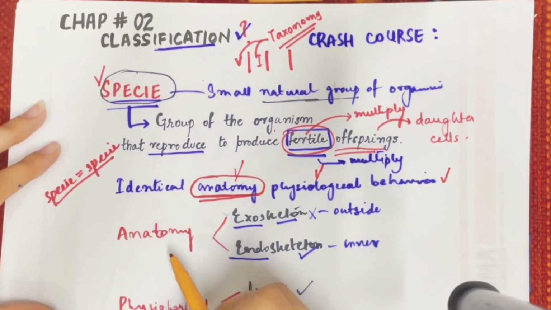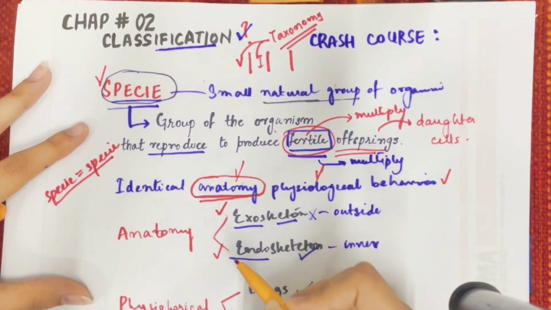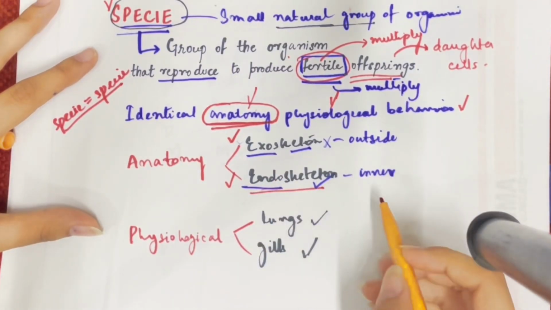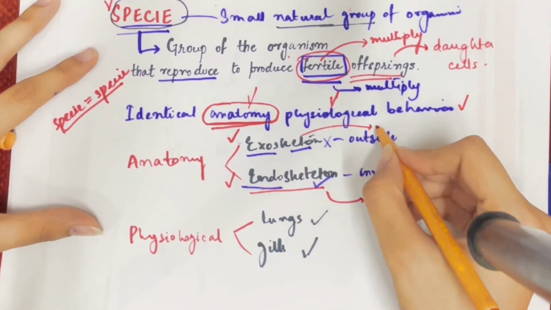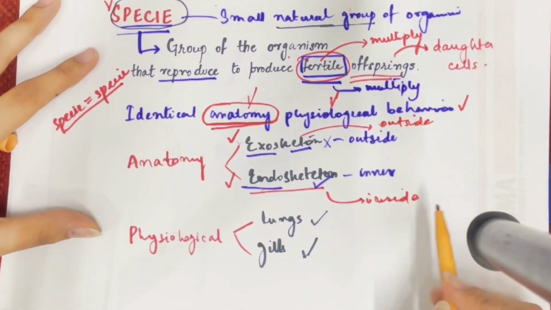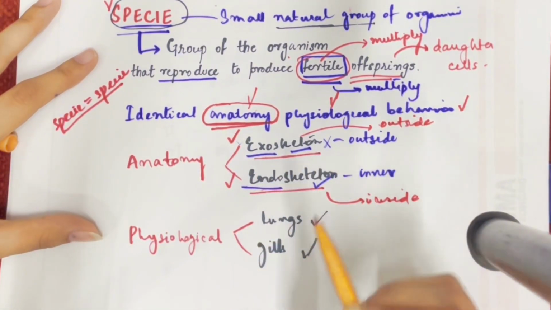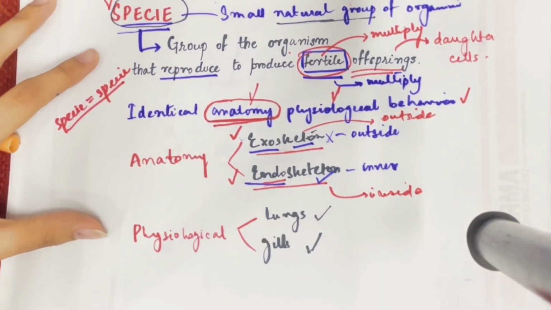In terms of anatomy, we can see the exoskeleton and the endoskeleton. Endoskeleton is the skeleton that is inside the body, whereas exoskeleton is outside the body. The term exo means outside and the term endo means inside. So the outer surface skeleton of the body is called the exoskeleton, and the inner skeleton is known as the endoskeleton.